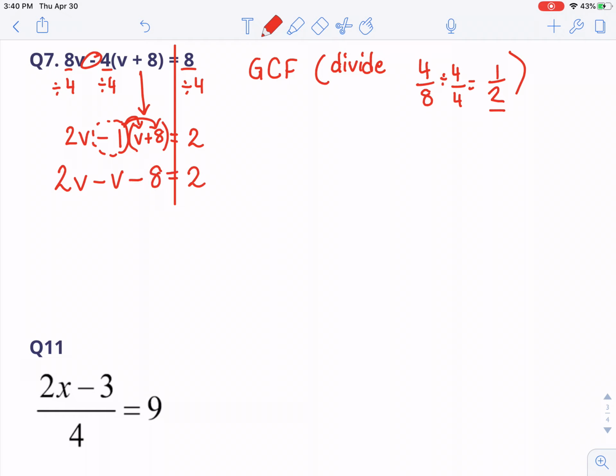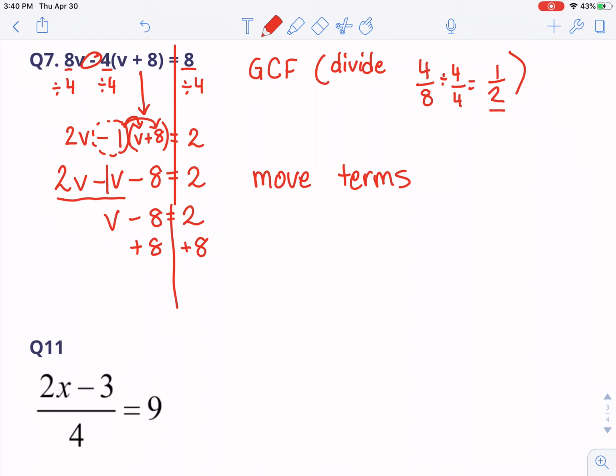Then again, you're just moving the terms around just like we've done. If you've noticed, that was always a step we always do. 2v minus 1b, because a variable by itself has an imaginary or invisible 1 in front of it. So v minus 8 equals 2. The last step would be to add the 8 to get rid of it. V equals 10. Okay.